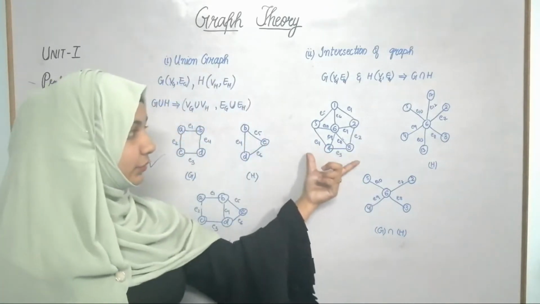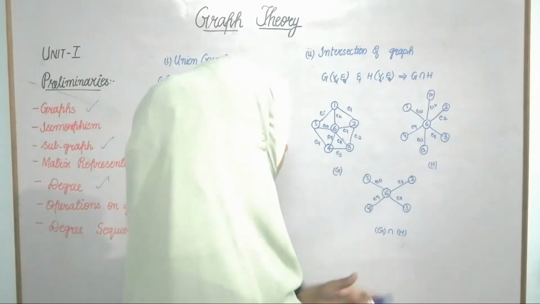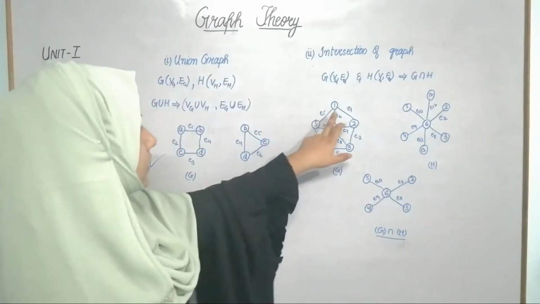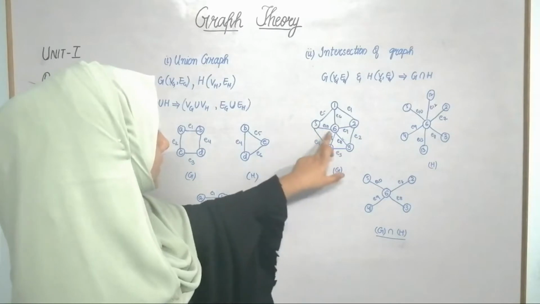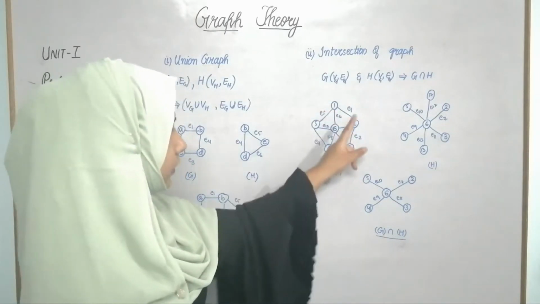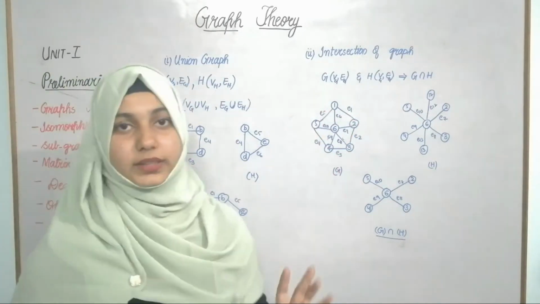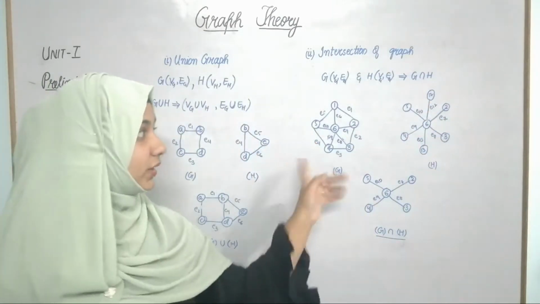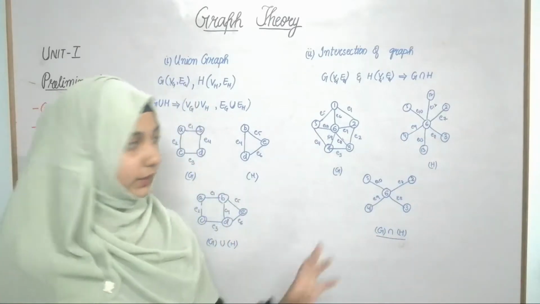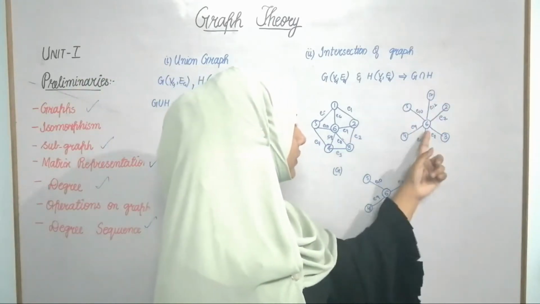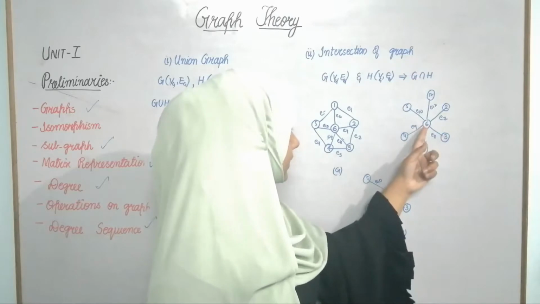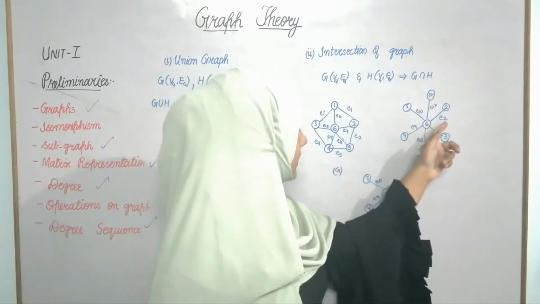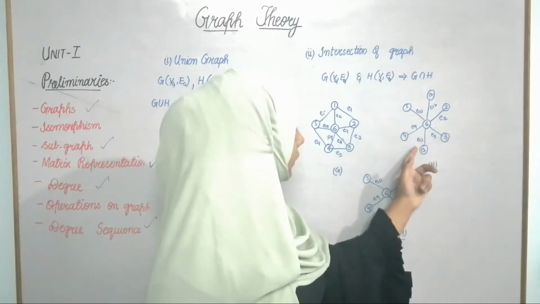If this is the graph given to you, this is G and this is H. Now the intersection graph will look like this. G has vertices 1, 2, 3, 4, 5, 6 and the edges E1 to E10. This is G. This is another graph H. This is not a subgraph of G, it is some other graph. Here you have a graph with vertices 6, 2, 3, 13, 4, 5 and 12. The edges are 7, 8, 9, 10, 13 and 12.